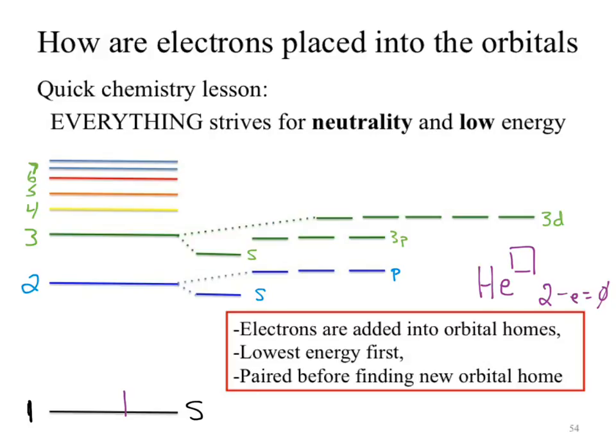Two can be in the same orbital because of our spin states. Again, don't need to know a whole lot about the spin. You need to know that every orbital holds 2 electrons. So I can put the second electron in that s orbital. All right? Questions?